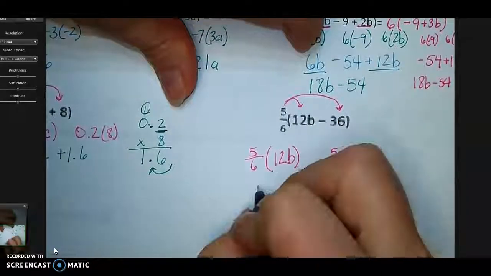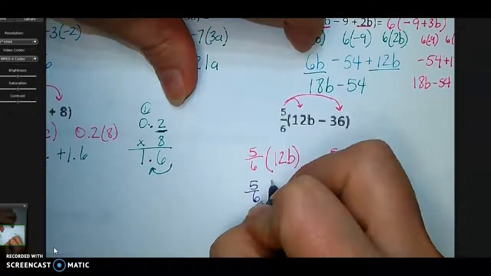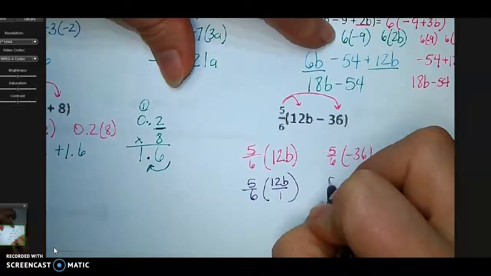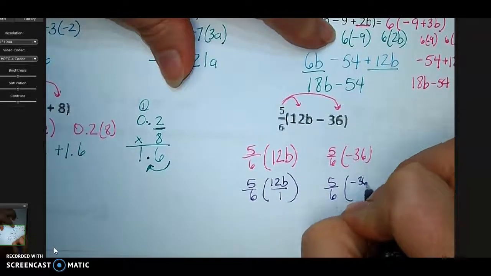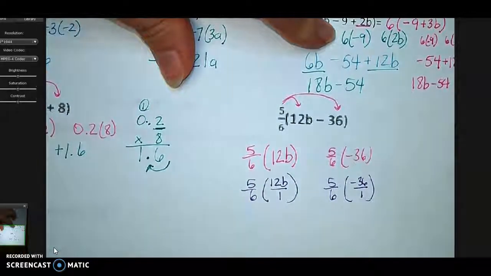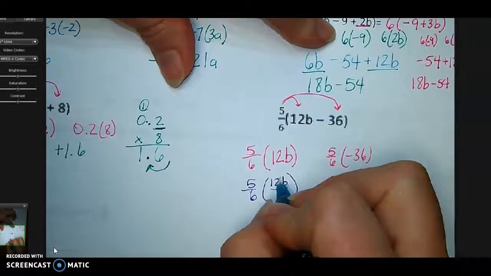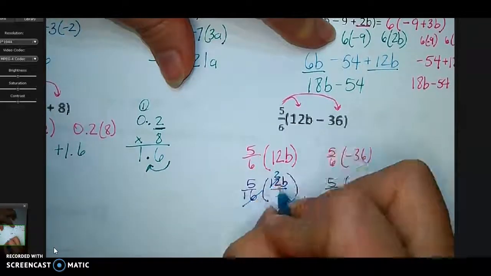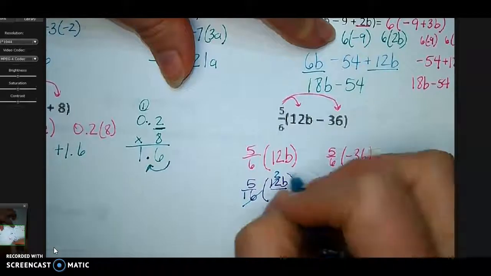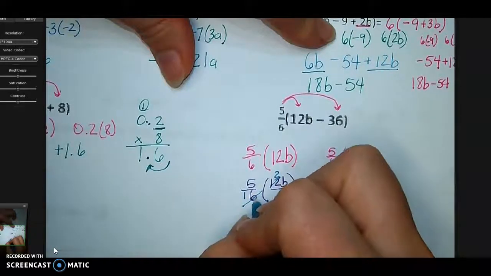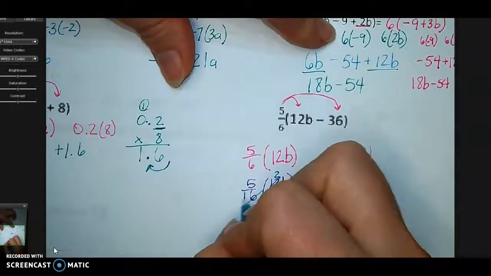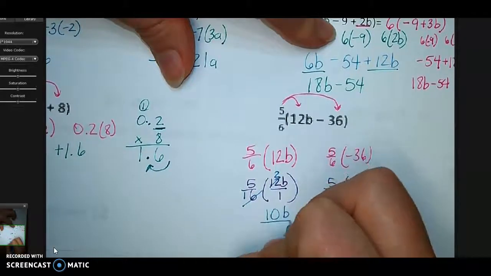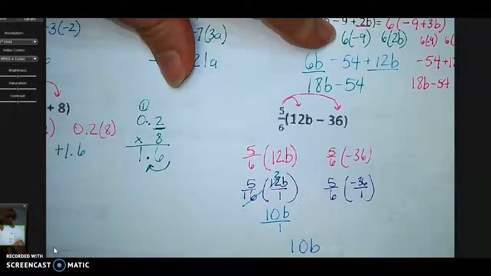But we're going to do 5/6 times 12b over 1. And we will do 5/6 times negative 36 over 1. Now I can cross-reduce these right here. I can divide both of those by 6. This becomes a 2, because 2 times 6 equals 12, so we divide it by 6. And 1 times 6 is 6, so we divide it by 6, we get 1. 5 times 2 is 10b over 1, which is just the same as 10b.